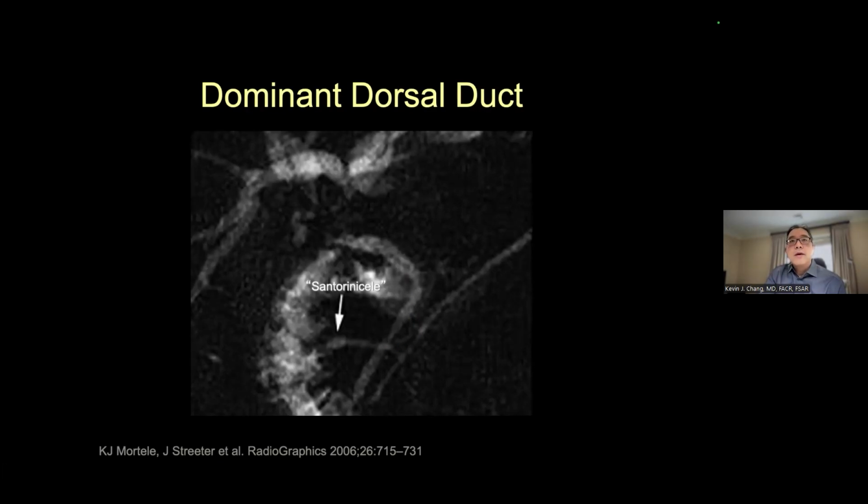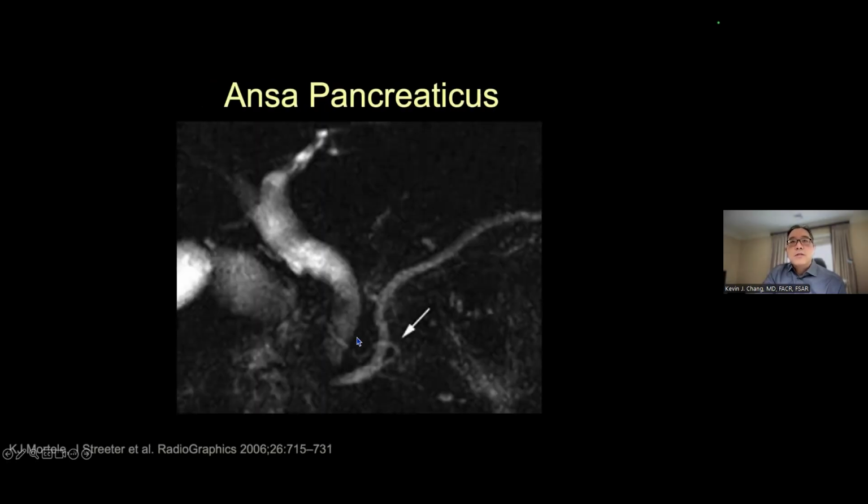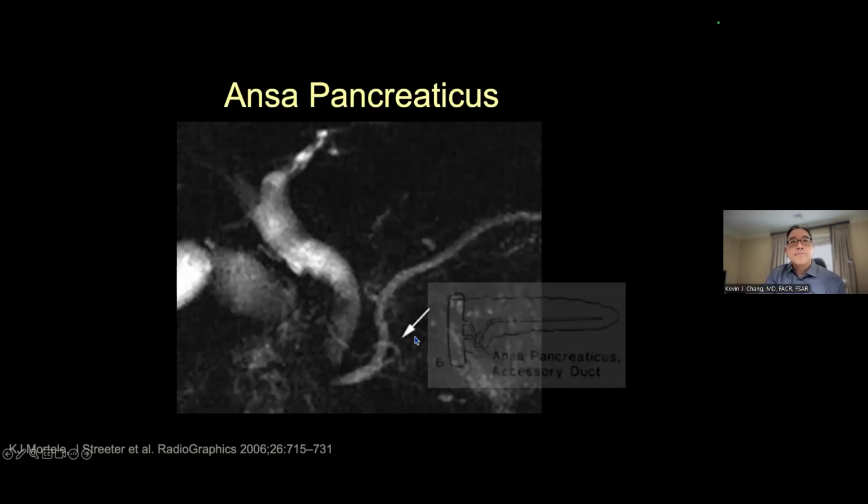And then when the duct of Santorini is a little bit more dilated than the duct of Wirsung, this can be called the Santorini seal. And then this is a little tortuous duct of Santorini, the so-called ansa pancreaticus.